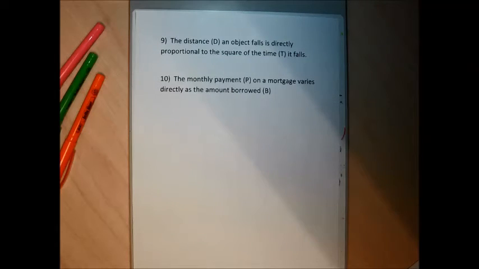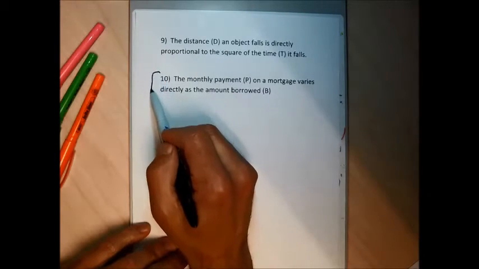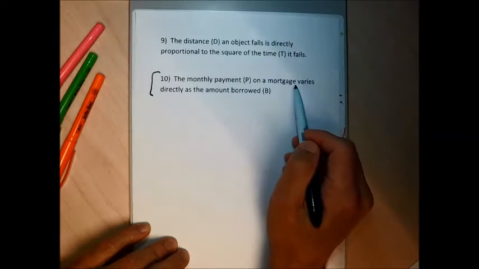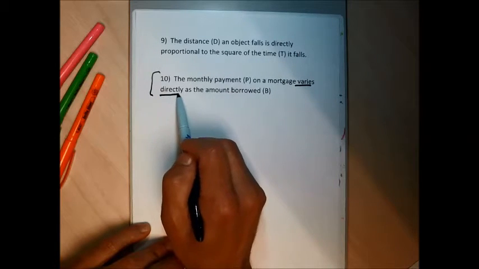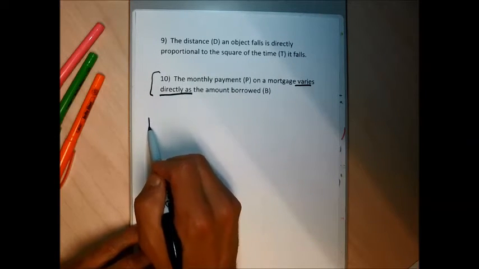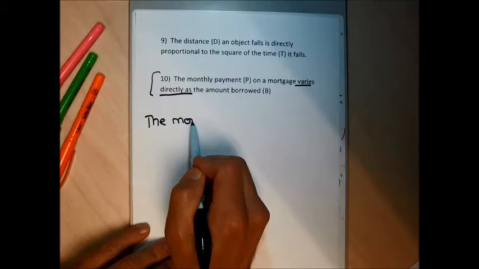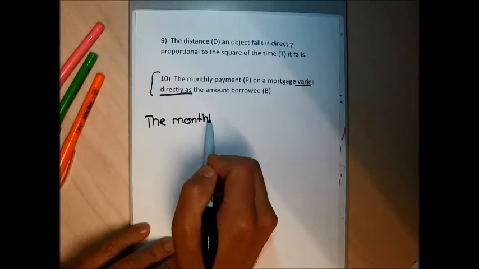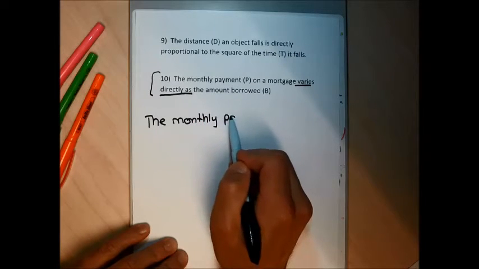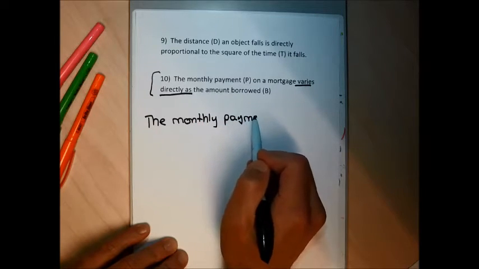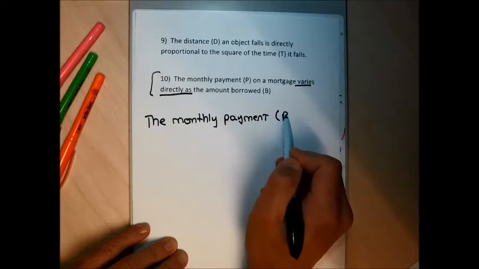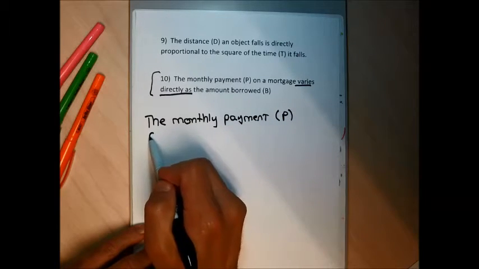So for problem 10, I read through the problem, I look for the key word. The key word is varies directly as. So if I wanted to rewrite problem 10, I can say the monthly payment P on a mortgage.